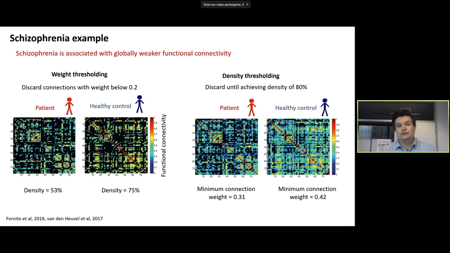If we use density thresholding, sure, we guarantee that there's a matching in the connection density, in the total number of connections between the patient and the control, but we've had to lower the bar. We've had to lower the bar on the minimum connection weight for the patient. So we have to drop that down to 0.31. And so the additional connections that we're adding in could potentially be spurious connections, false positives, which can add noise to the thresholded connectome.